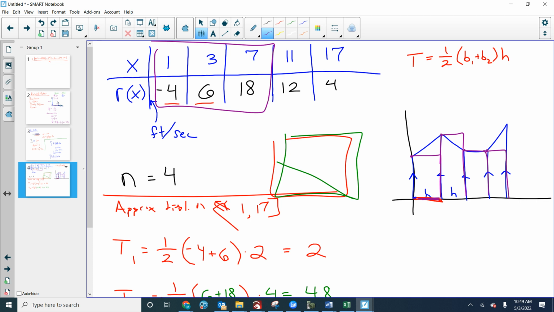Avery, what would the units be for that one if the rate's in feet per second? If you're using a trapezoidal sum and it's replacing an integral, feet, right? The approximate area would be feet because that's your displacement. That's approximating the displacement on that interval. Okay. All right. The fourth problem.